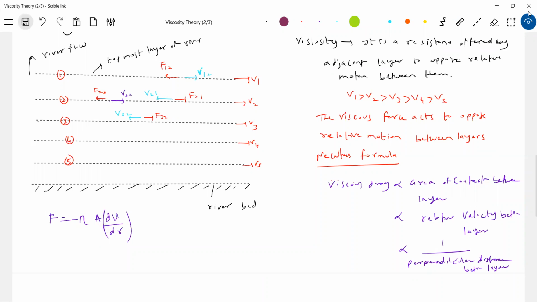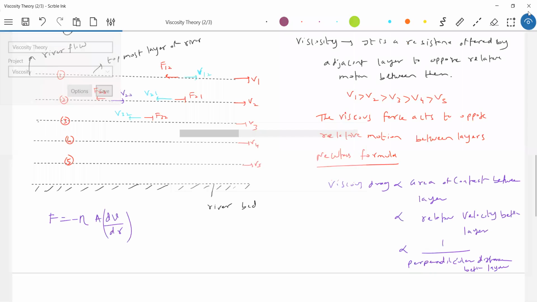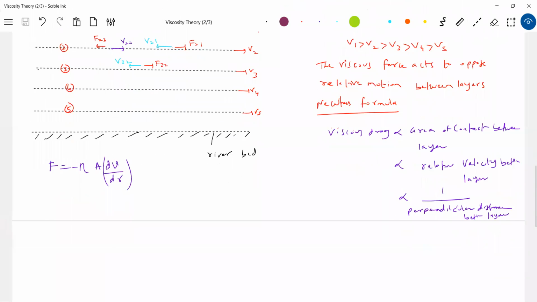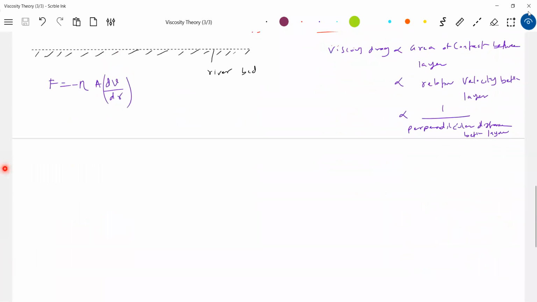And it always acts to oppose relative motion between the layers. It's a natural property of a fluid. The different layers of a liquid exert force on the adjacent layers to oppose relative motion between them. Okay, getting this one? Now let's try to understand this formula once again.